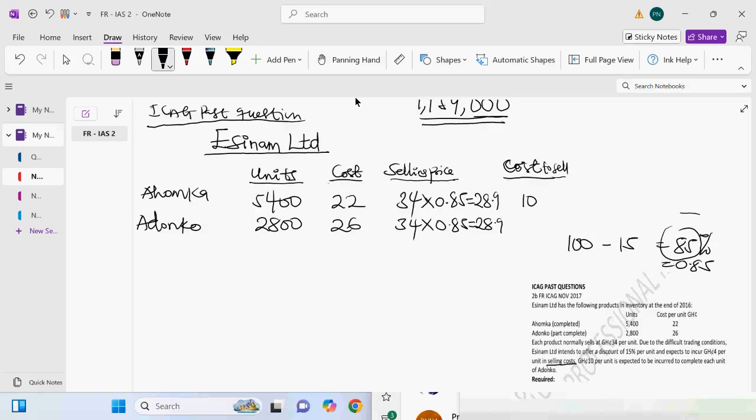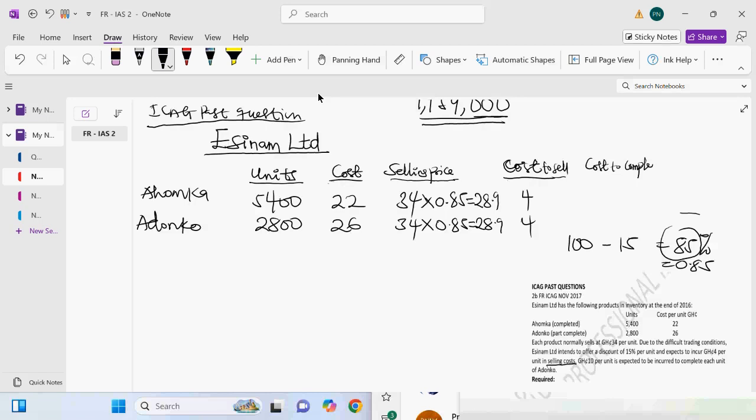Is that one also each? Cost to sell is how much? It's 4. Let's see the cost to sell. Expect to incur 4 CDs per unit in selling cost. So cost to sell is 4 CDs per unit. So the 4 CDs is for each of them. Then cost to complete is 10.